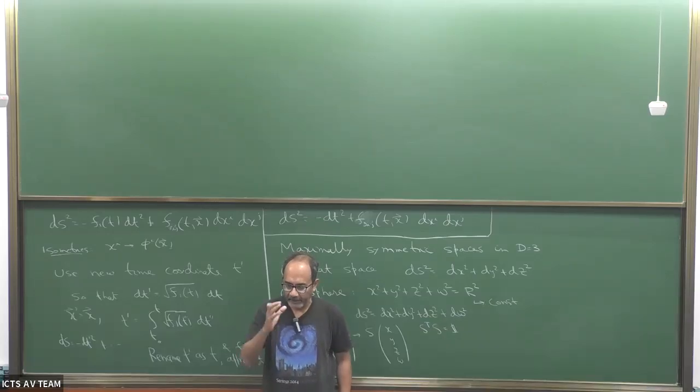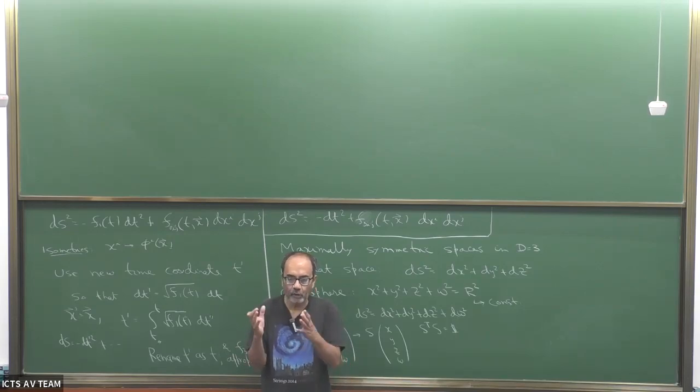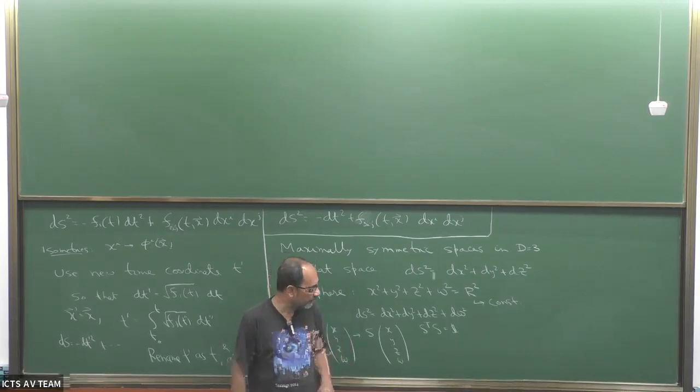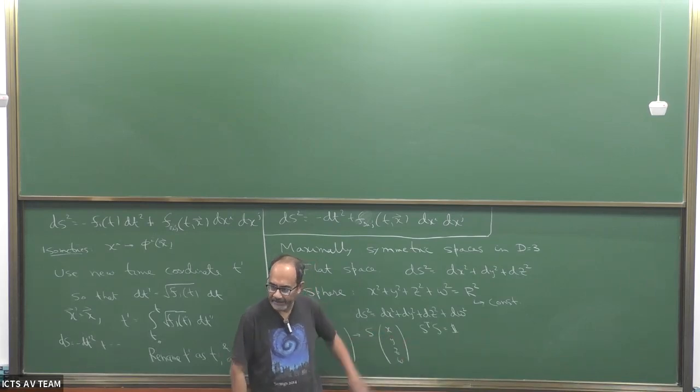But if you write it as r square times d theta square plus sine square theta d phi square, in that form, it's not so obvious, because all points don't look symmetric. Theta equal to 0 metric looks different from theta equal to pi, or theta equal to pi by 2. So embedding coordinates are usually easier to visualize symmetries.